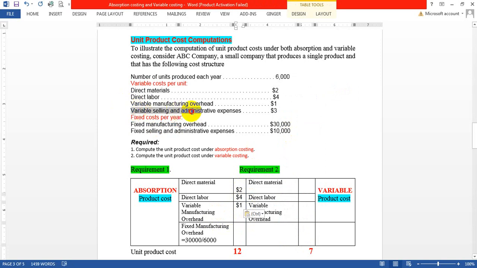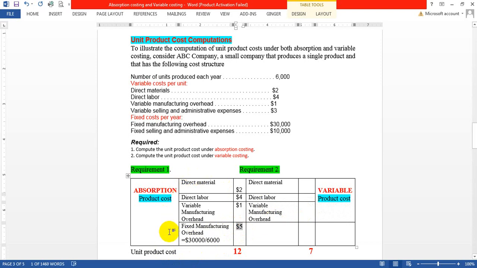We will not take selling and admin. We have already discussed that selling and admin, whether variable or fixed, is a part of period cost. So we will take only fixed manufacturing overhead. The total fixed manufacturing overhead is $30,000, and the number of units produced each year is 6,000. So I will divide 30,000 by 6,000, and I get $5. Or you can divide it with your calculator as well. The units are not in dollars, but the cost must be in dollars, in any currency. So the fixed portion of manufacturing overhead is $5 per unit.